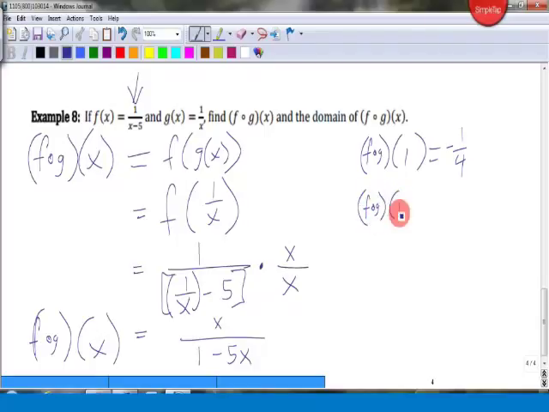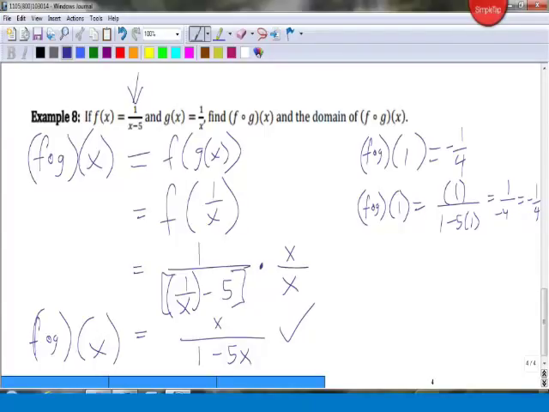If we substitute 1 for x in the two places where we see an x in this rule we just came up with to define the composition, we get 1 over negative 4, which sure enough is negative 1/4. So that's what that expression does to us. It tells us, okay, you're going to input an x, it's going to go through g, it's going to go through f, it's going to come out the other side. What's it going to be? It's going to be x over the quantity 1 minus 5x.